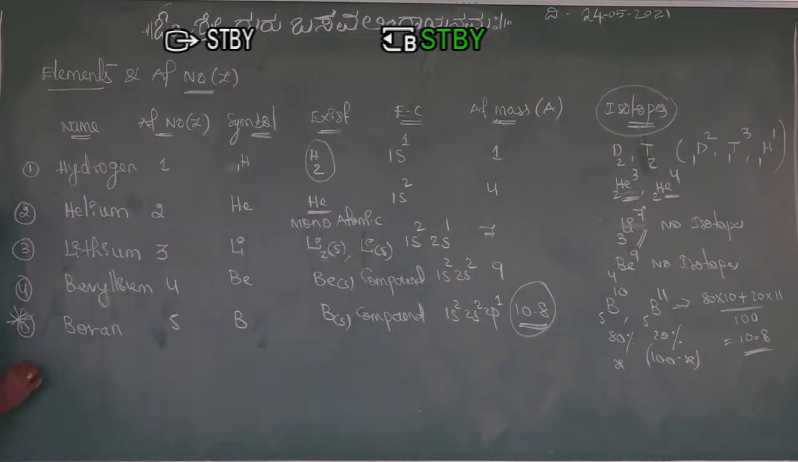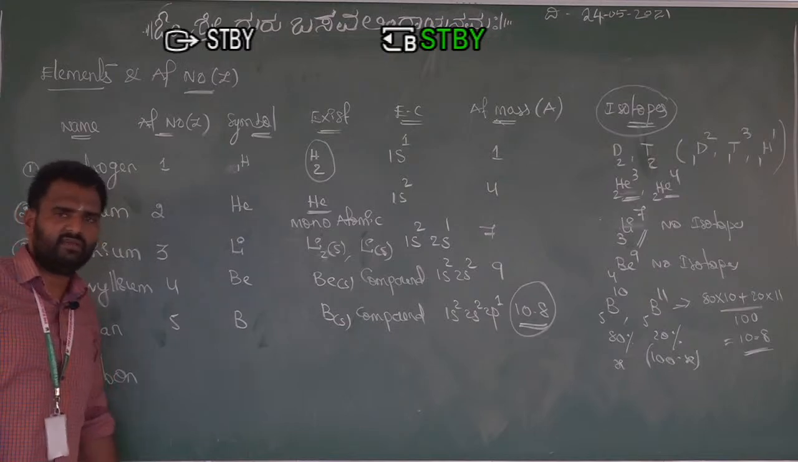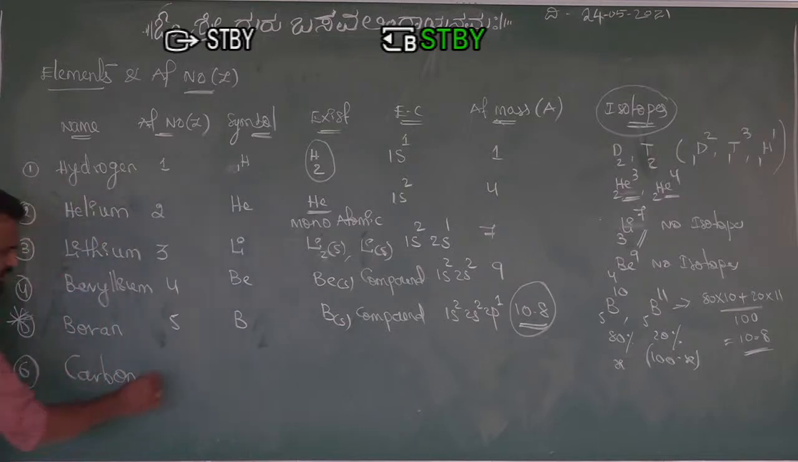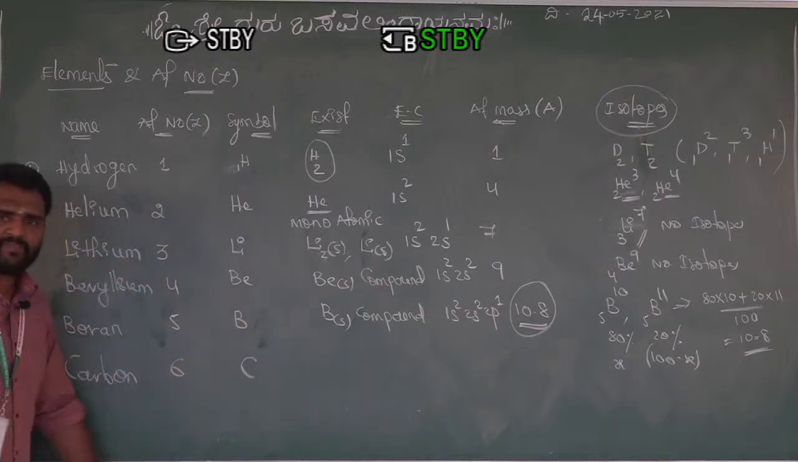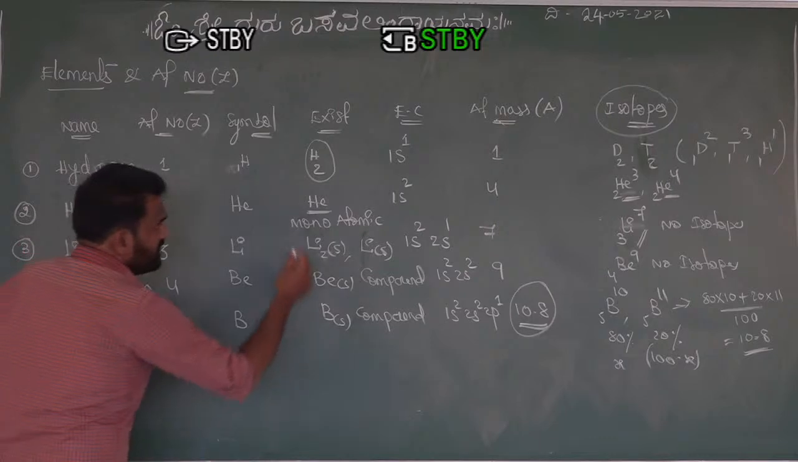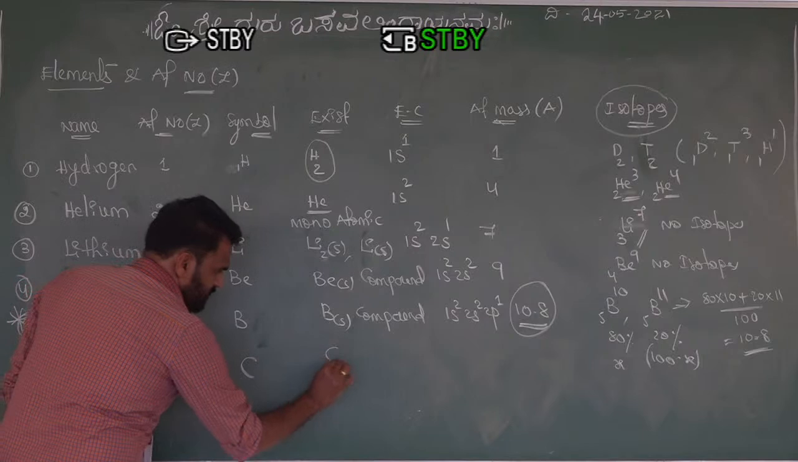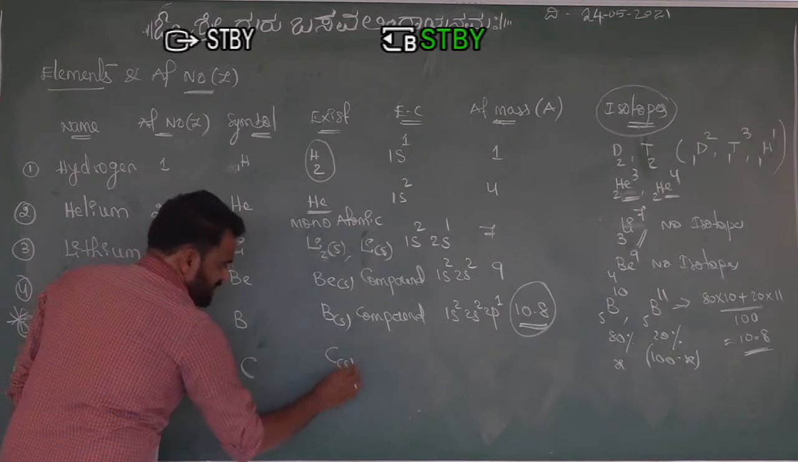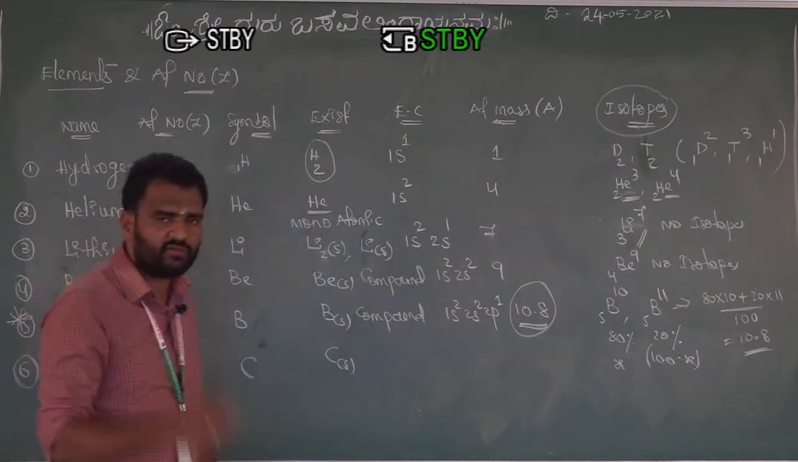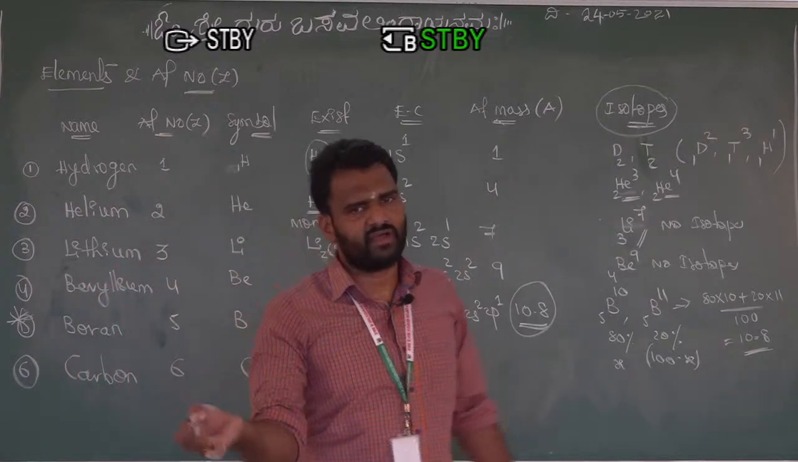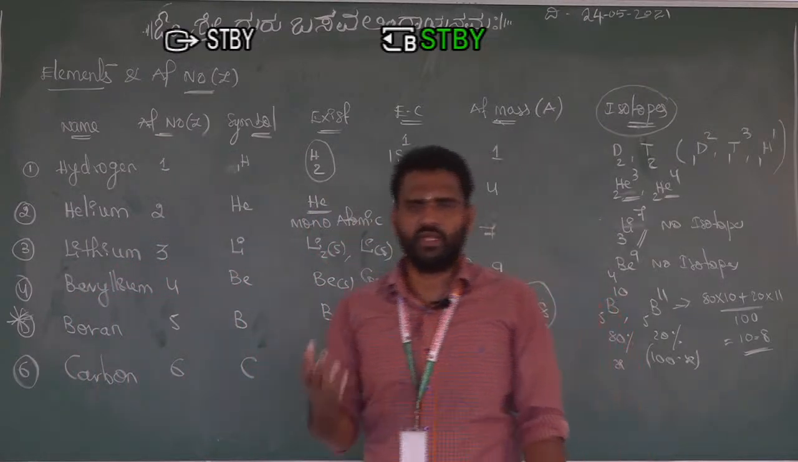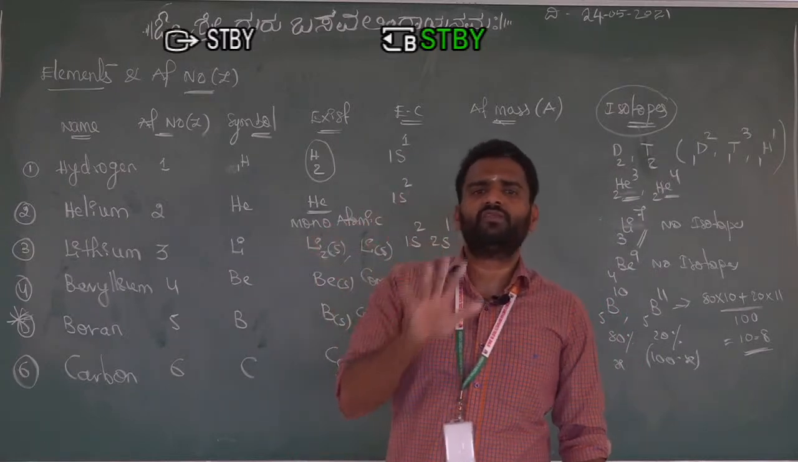Next, the sixth one is carbon. Carbon is an essential and important element in our daily life. Carbon's atomic number is 6. The symbol of carbon is C. Carbon exists in different allotropic forms. It is a solid. What are the allotropes of carbon? Carbon exists as graphite, diamond, and fullerenes. These are the main elemental sources of carbon.